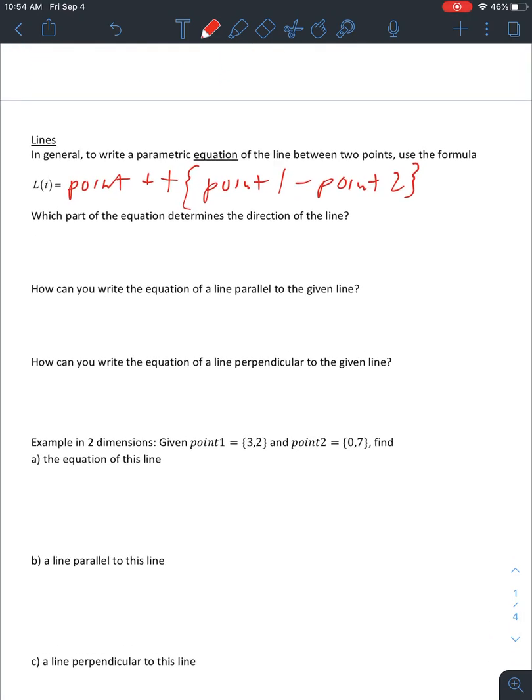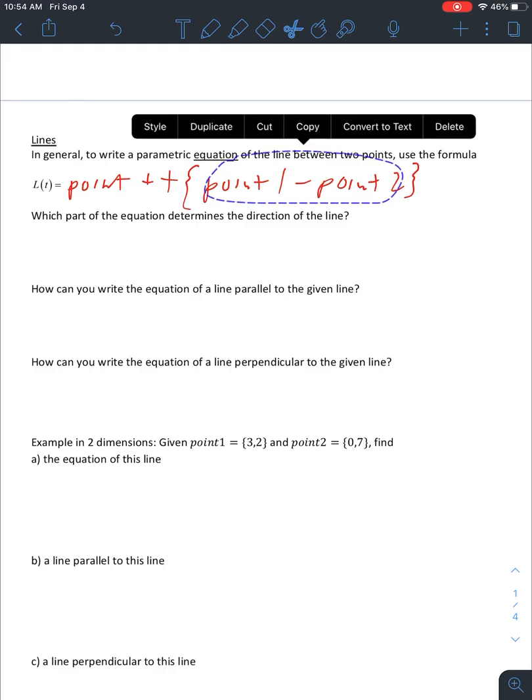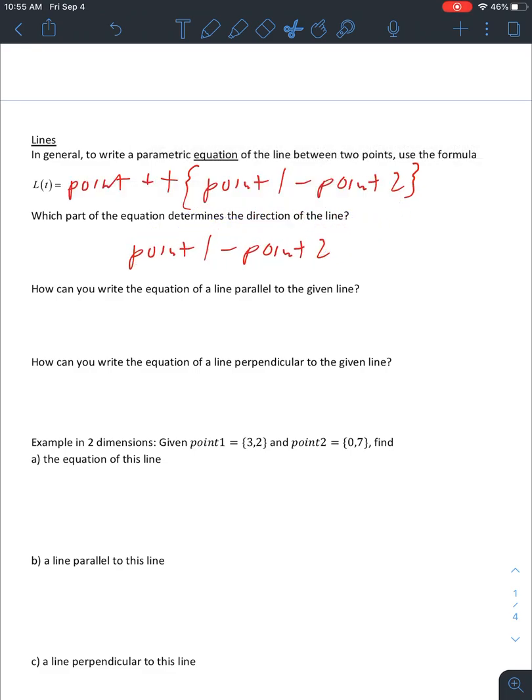So which part of the equation determines the direction of the line? Which direction will we be moving as t increases or decreases? That'd be the vector part. Depending on which point you pick first and second, whatever vector you get back, as you put t in, that'll tell you what direction the line is moving.